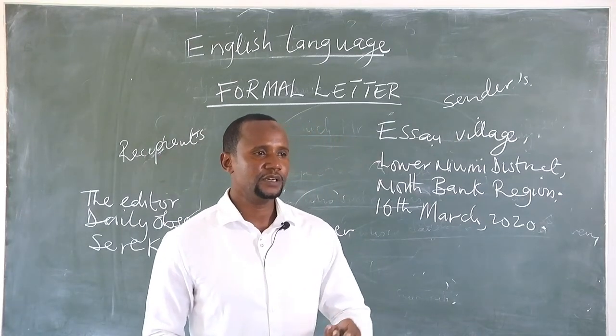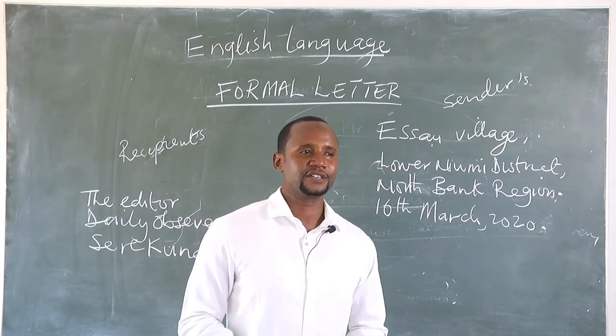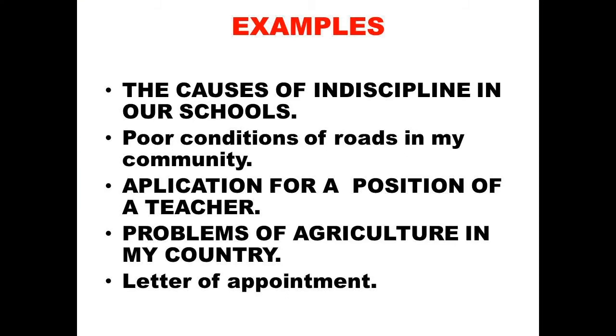So let's look at the examples that we have here. We have an example that says the causes of indiscipline in schools. For example, let's say you are writing to the ministry about indiscipline in schools. Then after writing the sender's address, then the recipient's address, then the salutation, then comes the topic, where you say the causes of indiscipline in schools.